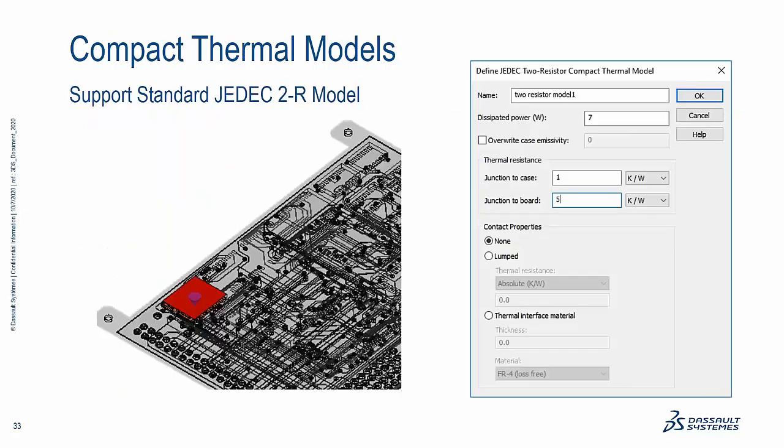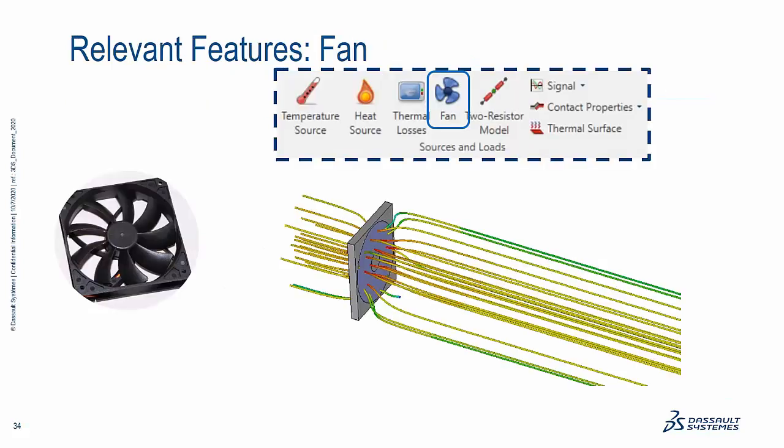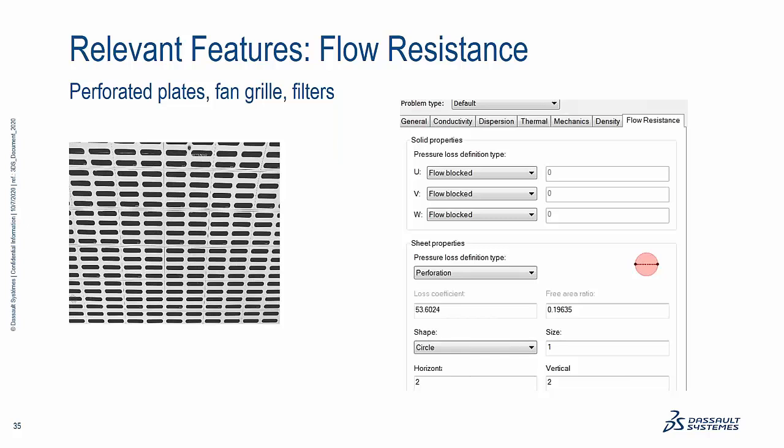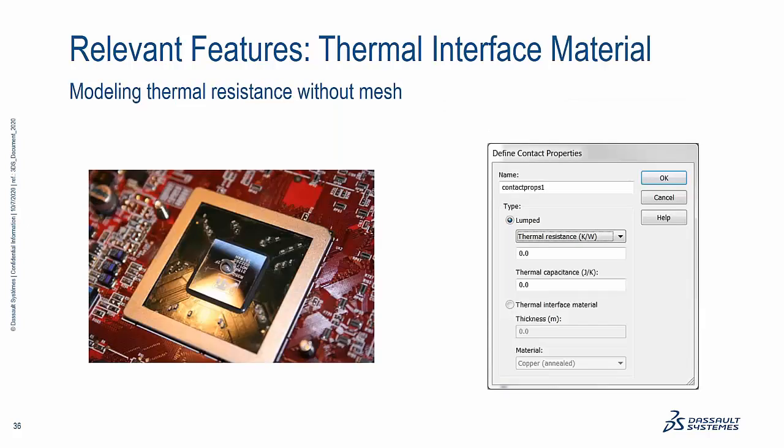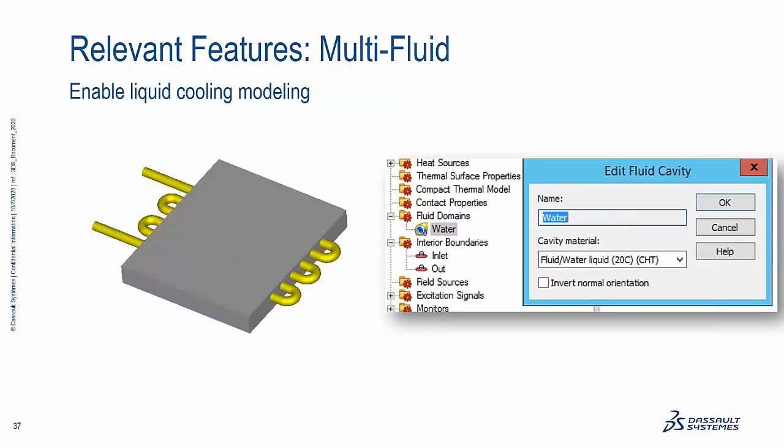This is a compact thermal model. If you're not familiar with it, it's basically modeling a chip with simplified JEDEC standard resistors, modeling a fan, flow resistance, thermal interface material, and so on and so forth. So I'm not going to spend too much time because I will show you how it works. I will also get a chance to, hopefully, show you how the different fluids would work.